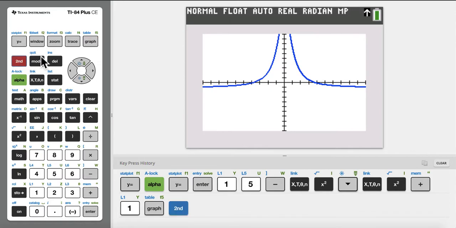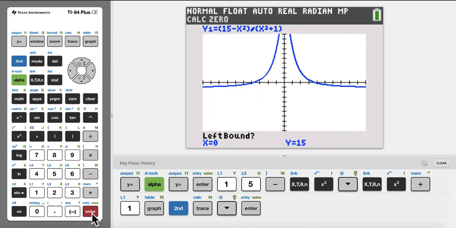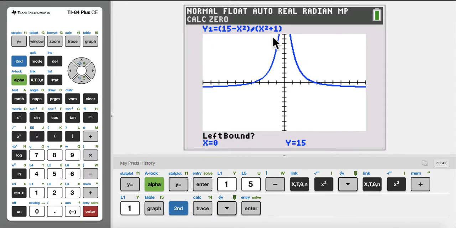So you go second and that trace button, and you see the calculate menu is what shows up. We have 7 different options here. When we want to find the x-intercept, you go down to the second one and hit enter. Now, there's been a little bit that has changed to our screen. First of all, we have our function written on top, and then down at the bottom, our calculator is trying to ask us something. It's asking for a left bound.